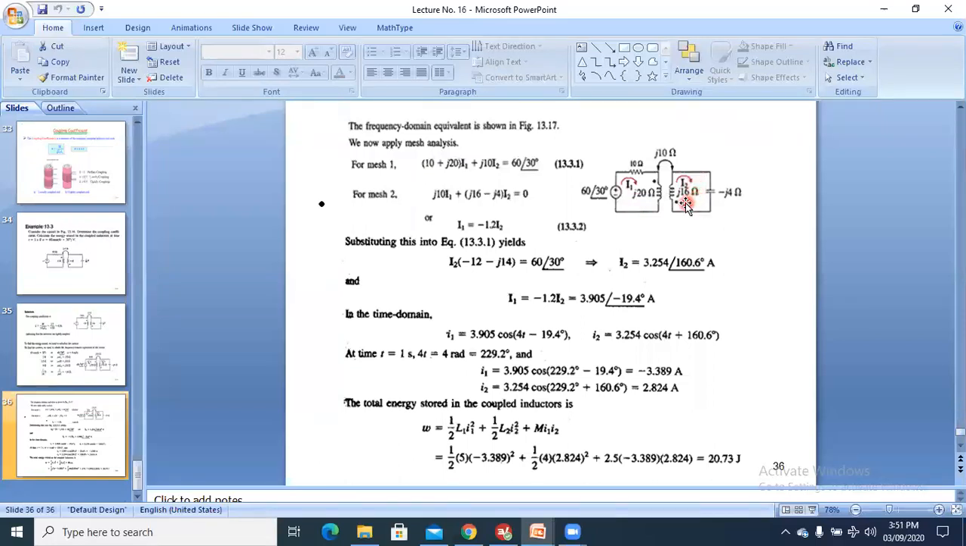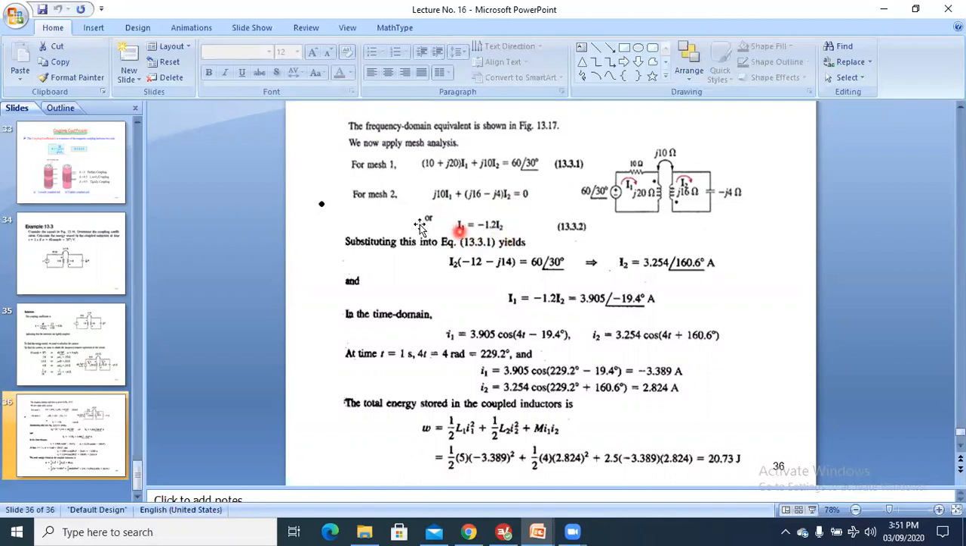For the mesh 1, the current I2 enters the dot, so the polarity is positive, negative. So this is plus J10 I2. We have this equation, and we also write equation 2. In this, we also have the dot enter dot positive rule, and the value of this is J10 I1. After simplifying this, we get the value of I1 is minus 1.2 I2.